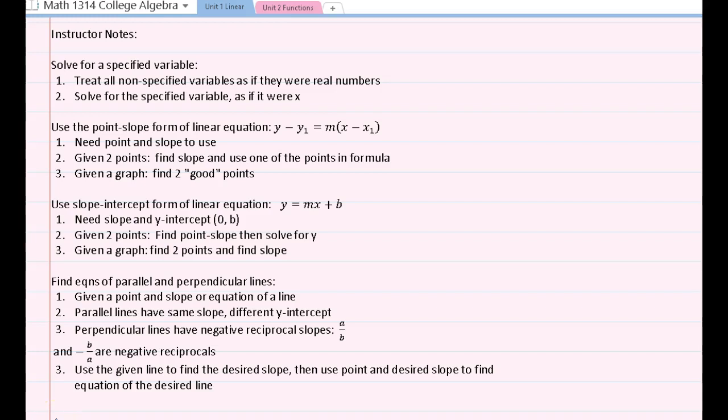So let's talk about solving for a specified variable. In the last lesson, we saw equations with only one variable. Now there will be more variables in the equation, but we only need to solve for one. So when we have that situation, we need to treat all the non-specified variables as if they were real numbers. So we could still use the properties of equality in order to solve for our particular specified variable. And then we continue solving as if our specified variable were x, similar to the way we did it in the previous lesson.